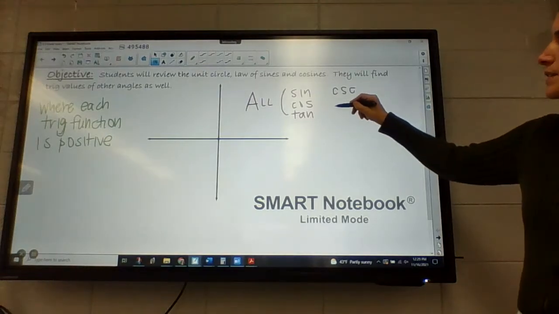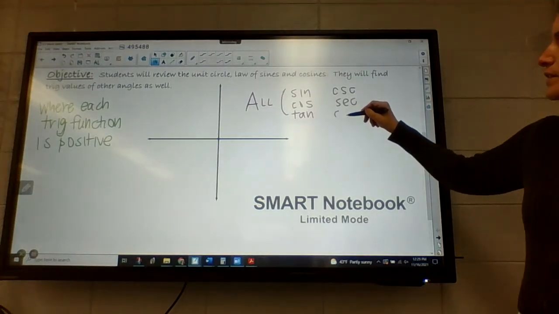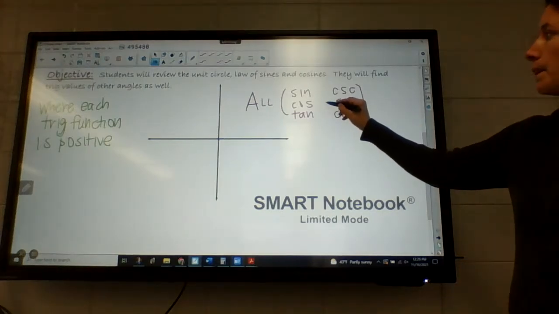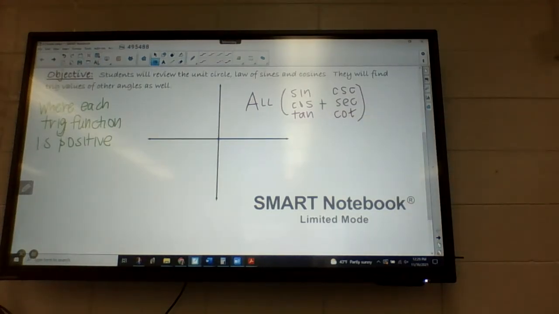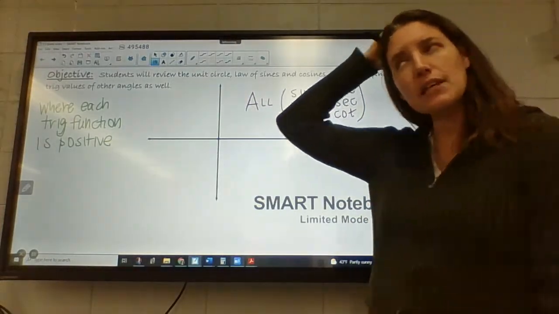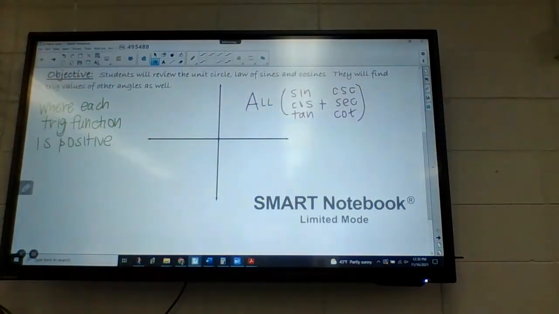Including the cosecant, the secant, the cotangent, everything's positive in that first quadrant. So all are positive there. Now, depending on which quadrant we're in, it will determine if it's positive or negative. If you look at the warm-up question, letter B, cosine in this quadrant was negative. That's going to be helpful if you're checking your work. So going into letter B, I knew cosine was already negative.